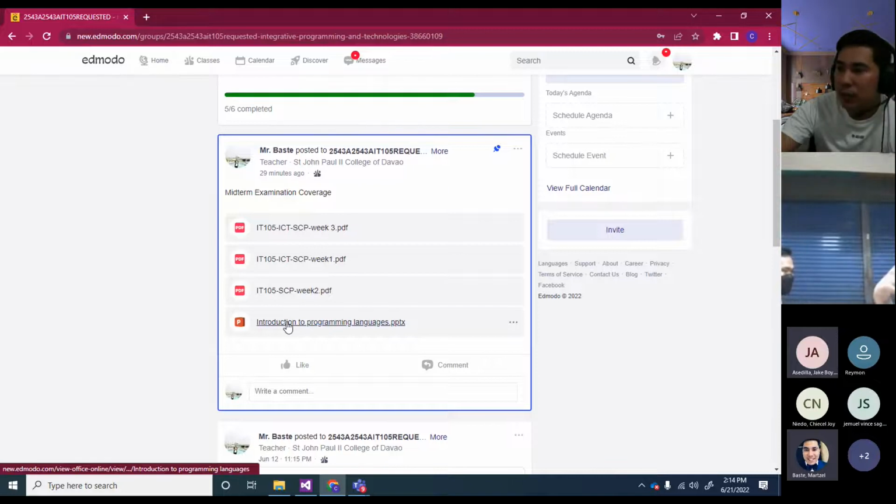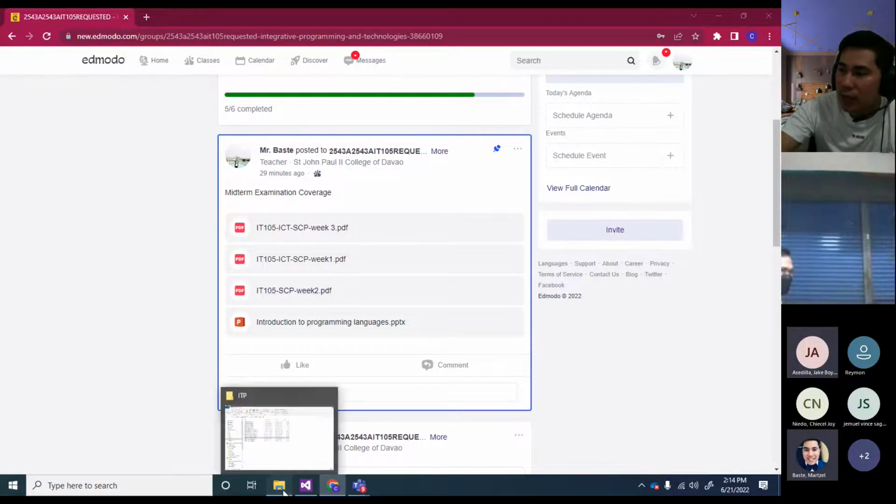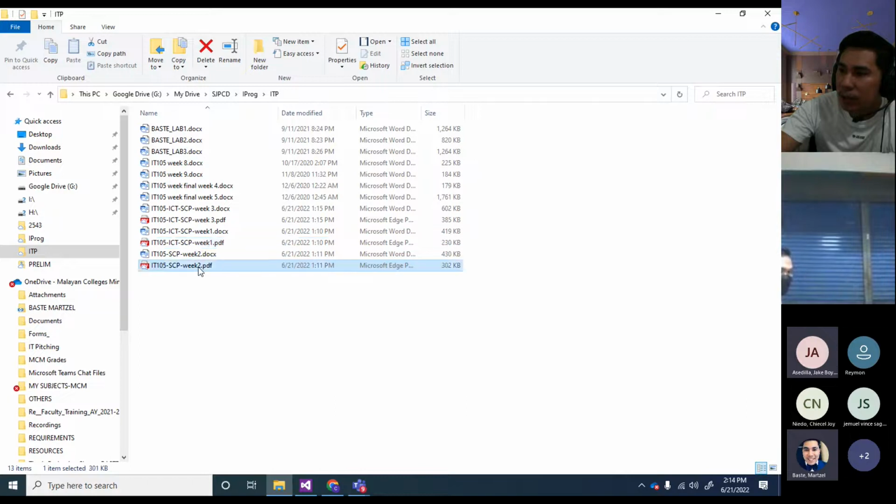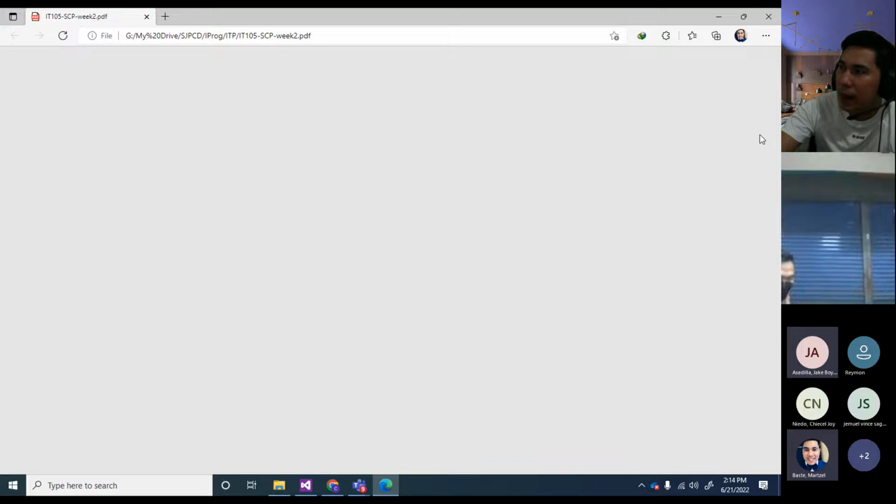Including the introduction to programming languages. Week 2 is about .NET, which is a programming platform that we have chosen. So these are the terminologies, right here.